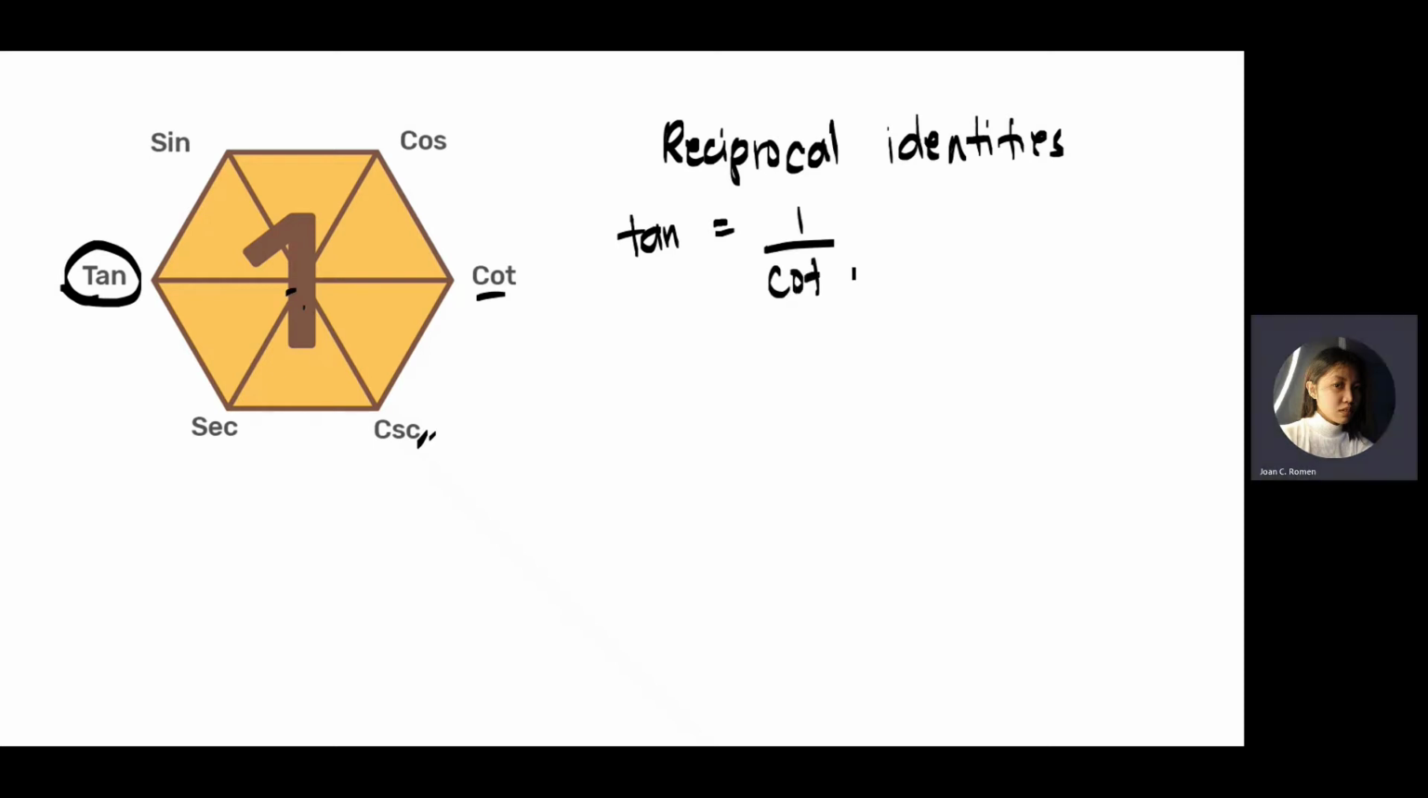So, for the reciprocal identities of tangent, tangent is equal to 1 over cotangent. Okay. And vice versa, cotangent. Cotangent, what is opposite it? Tangent. What is in the center? 1. So, cotangent is equal to 1 over tangent.